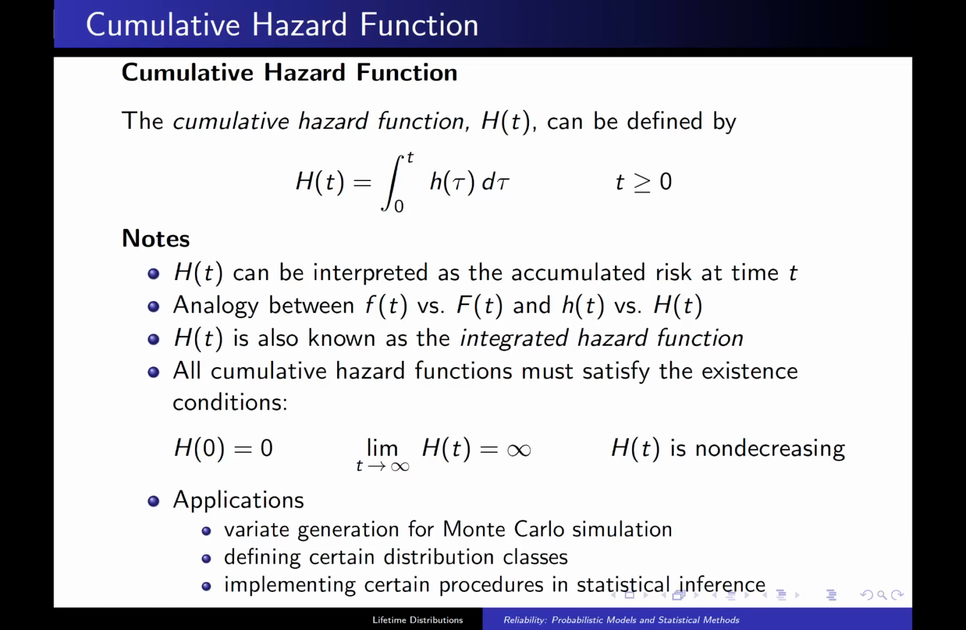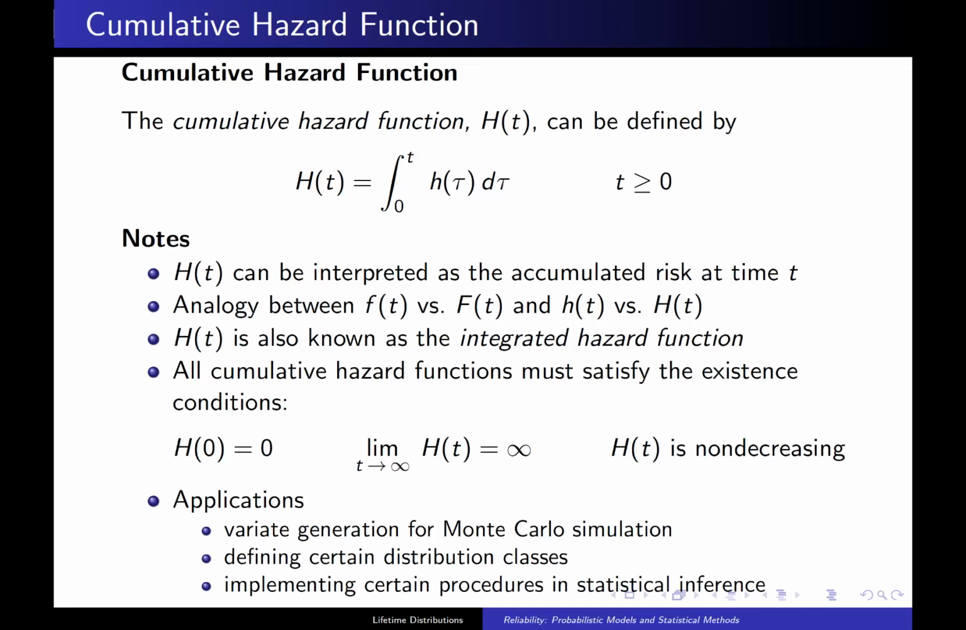We look into 5 lifetime distribution representations in this chapter. So far we have done the survivor function, the probability density function, and the hazard function. The fourth of the 5 lifetime distribution representations is the cumulative hazard function.